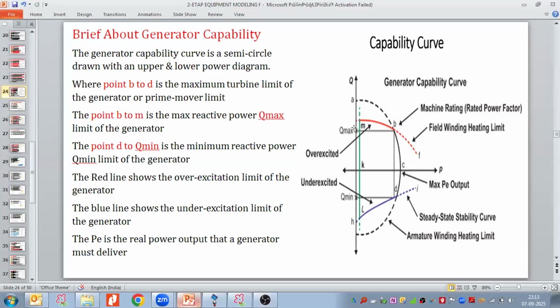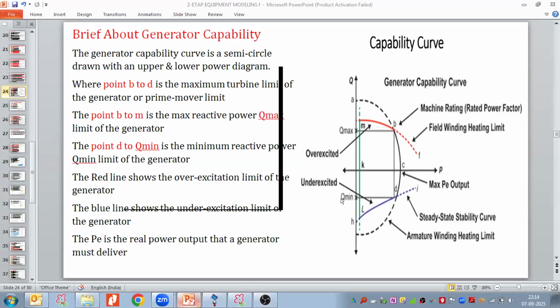Anyway, you can see over here in this capability curve, you can see Qmax here. So this is your Qmax limit in the ETAP. Under the Qmax column, you have to put this limit, this value. Here I have put Qmax, but this value the generator manufacturer will provide. And similarly here, the Q minimum limit value they will provide, so that Q minimum with negative sign we can put over here.